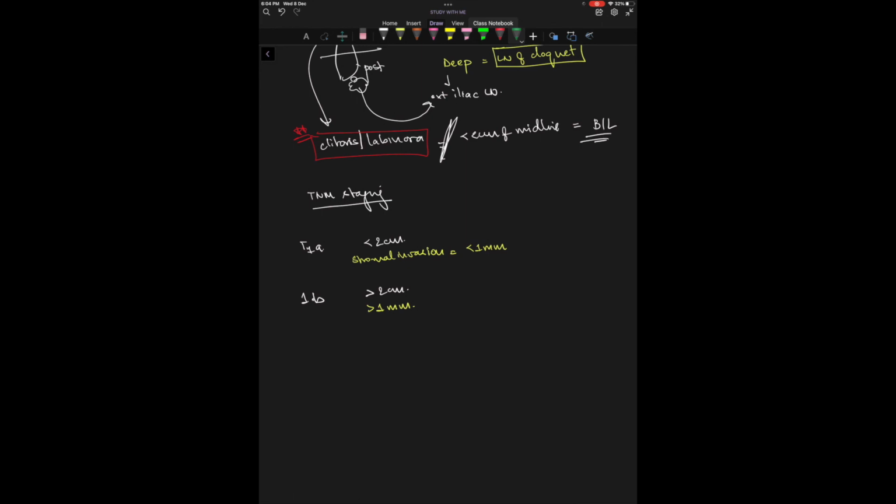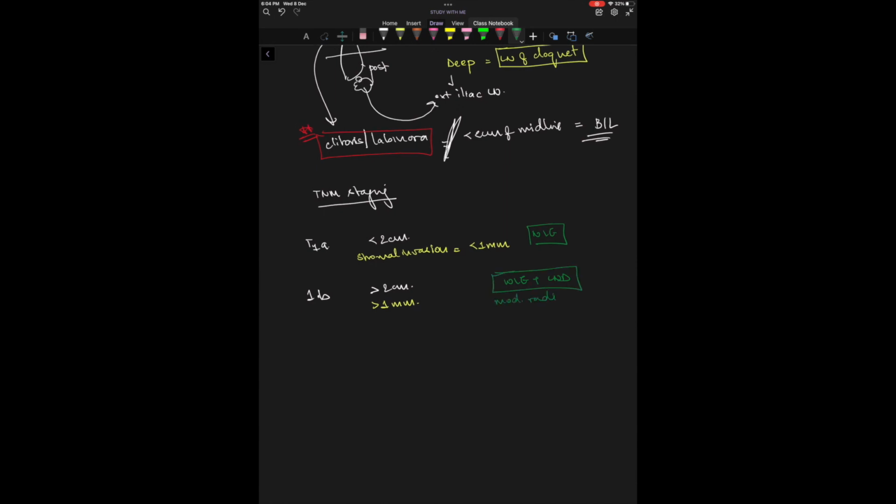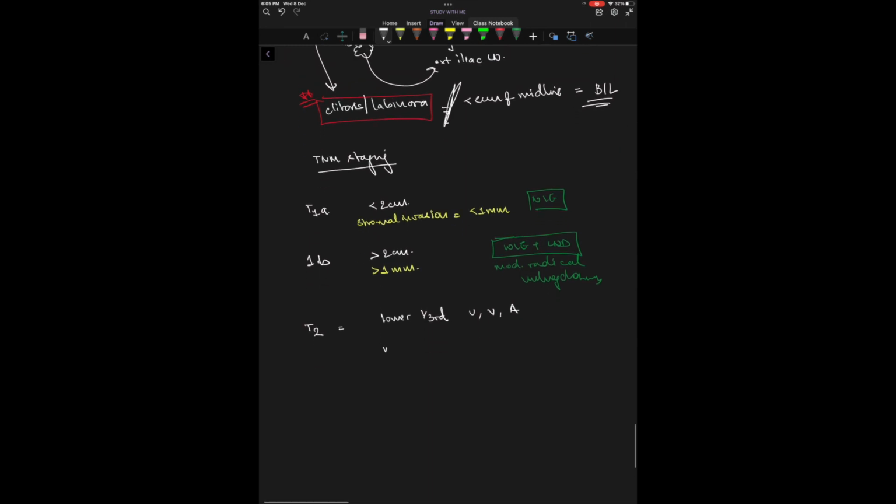That is, in 1A we go in for wide local excision only, while in 1B you have to do wide local excision along with lymph node dissection. Alright, or modified radical vulvectomy. Okay, T2, it involves the lower 1/3 of everything: urethra, vagina, and anal canal. Also nodes.